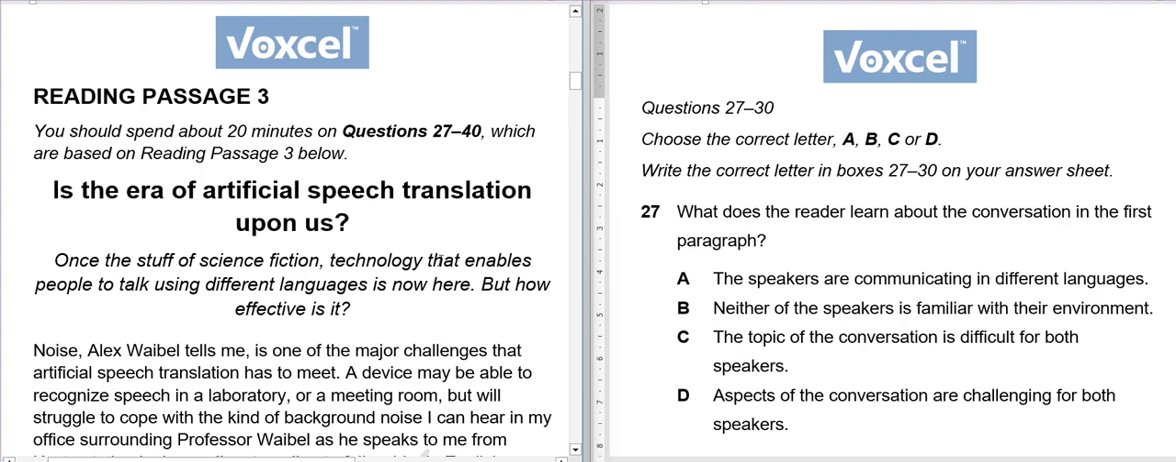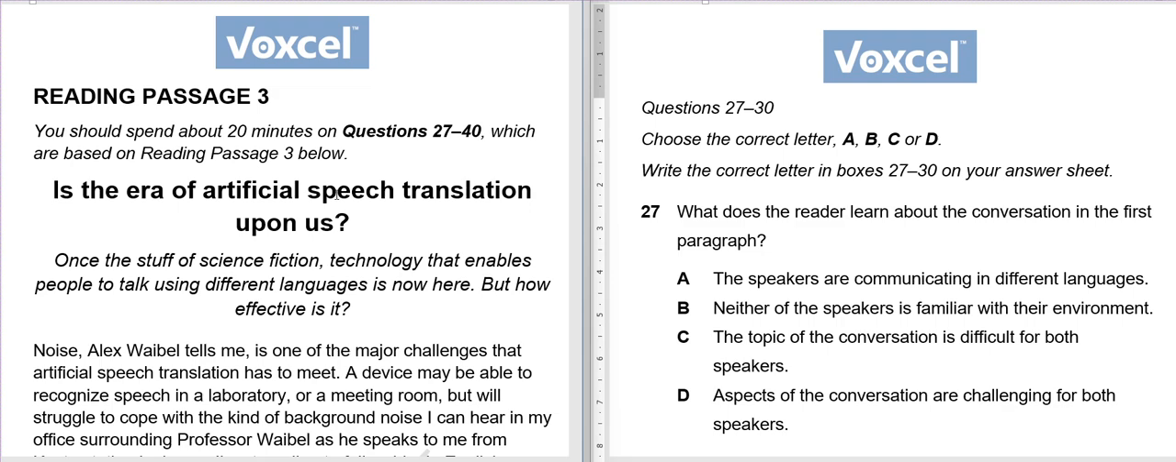First, we will read the title of the passage. The title says, is the era of artificial speech translation upon us. So the title is asking us whether the era of artificial speech translation, meaning translating from one language to another through the use of AI, is upon us. It's asking us a tough type of question, so there should be some answers in it.